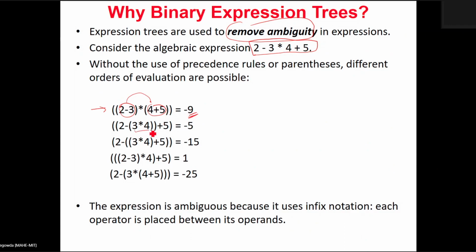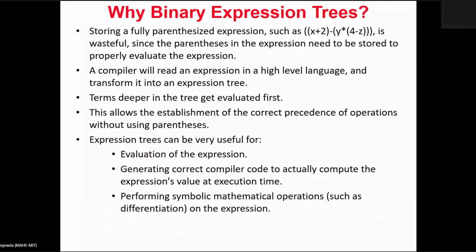Suppose I do the multiplication first, then the subtraction, and then the addition; I will get minus 5. Similarly, if there are no precedence rules and parentheses, and you use a different order of evaluation, you will get different values. The expression is ambiguous because it uses infix notation. Each operator is placed between its operands, so we will not know which operation needs to be carried out first and which next. In order to eliminate this ambiguity, we are going to make the BET, that is, binary expression trees.